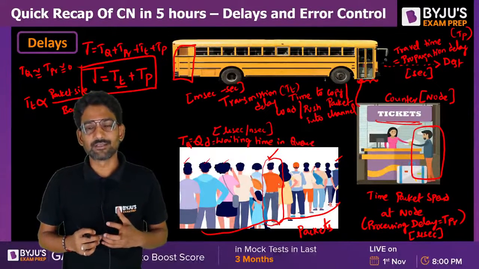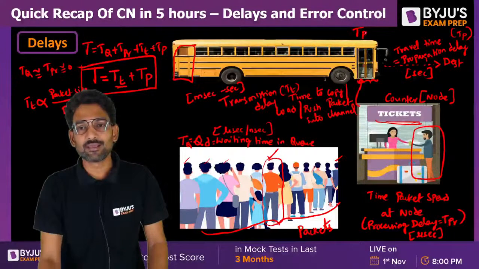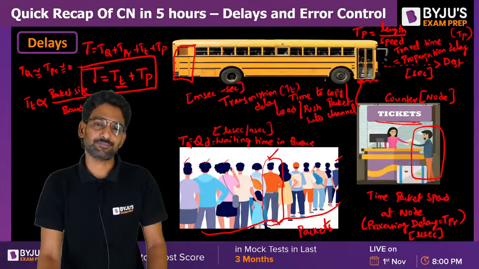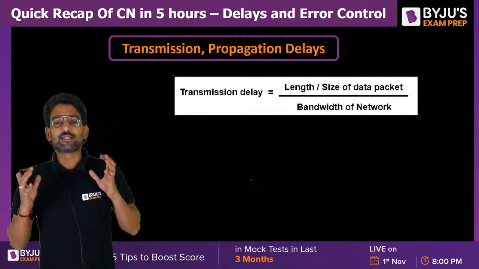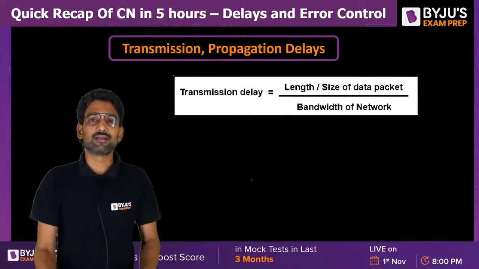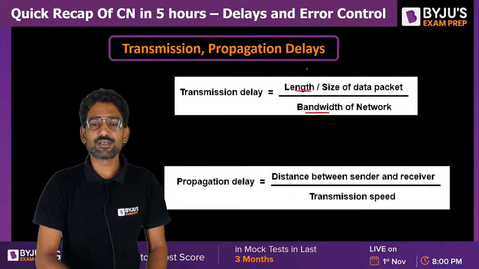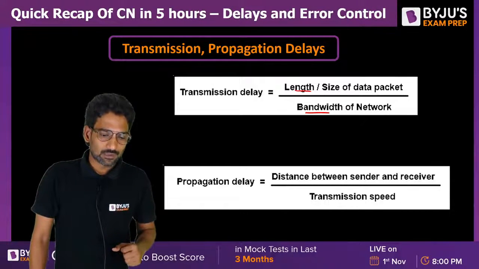Everybody? So propagation delay TP is directly proportional to distance or length of the channel and inversely proportional to velocity or speed. So that is what is listed here. Transmission delay is length of the packet or size of the packet divided by bandwidth, and propagation delay is distance by speed.